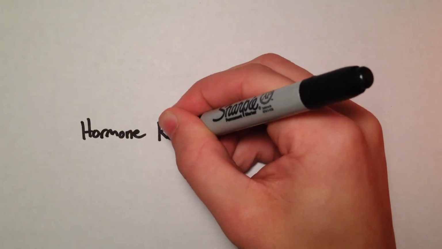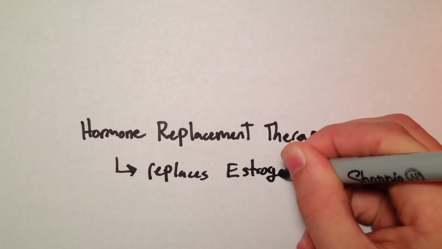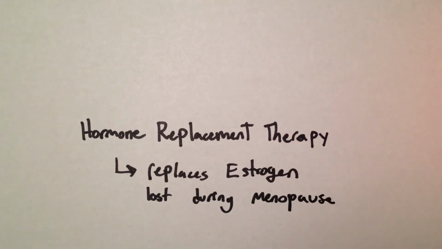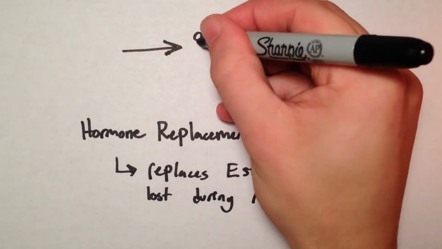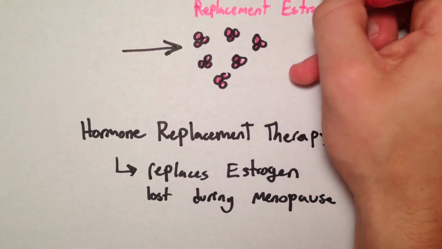Hormone replacement therapy replaces the estrogen lost during menopause, restoring the homeostatic interaction between calcium level and bone metabolism. It's recommended only for women who are having other menopause-related symptoms.